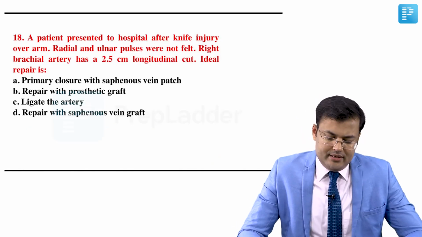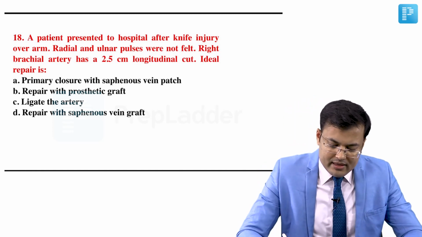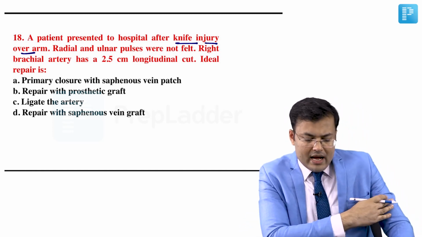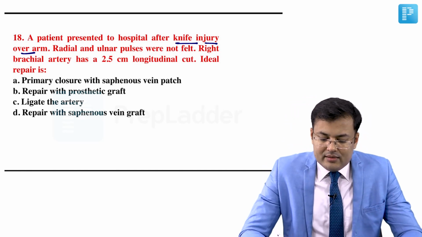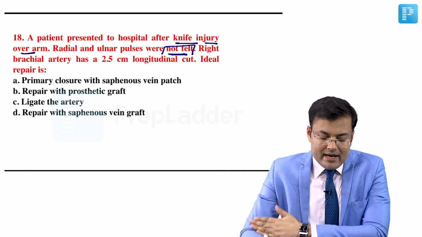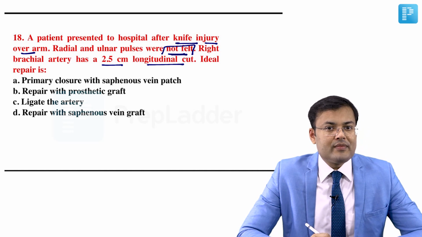See question number 18. A patient presented to the hospital after penetrating trauma. What kind of trauma? Knife injury over the arm. Radial and ulnar pulses were not felt. And see, the right brachial artery has a 2.5 centimeter longitudinal cut.